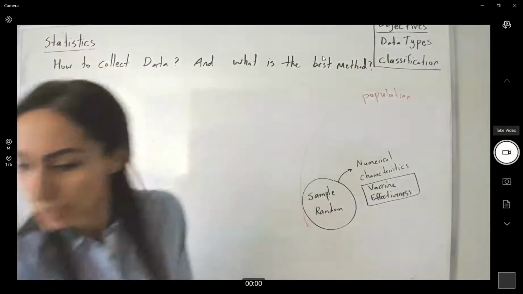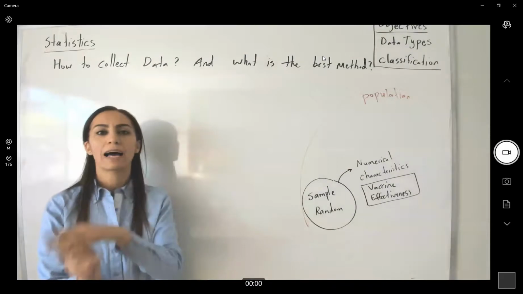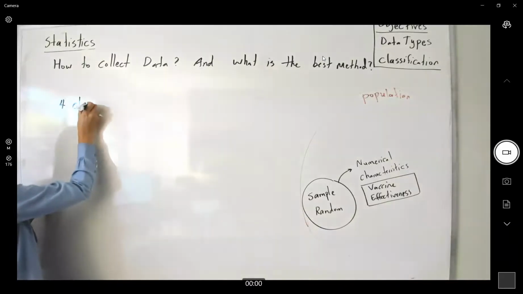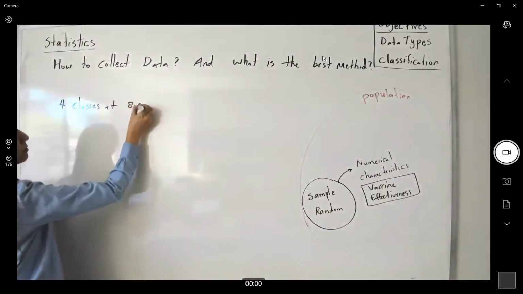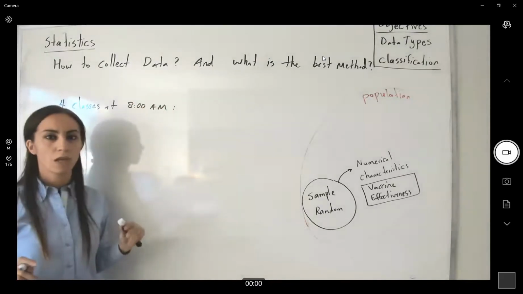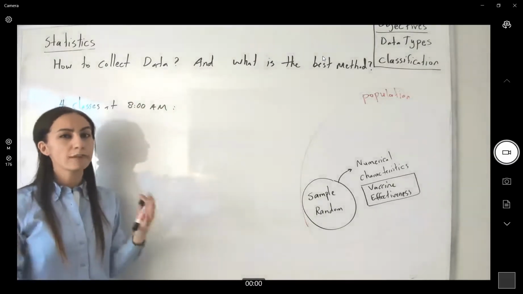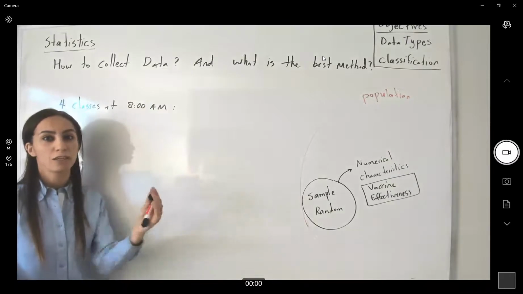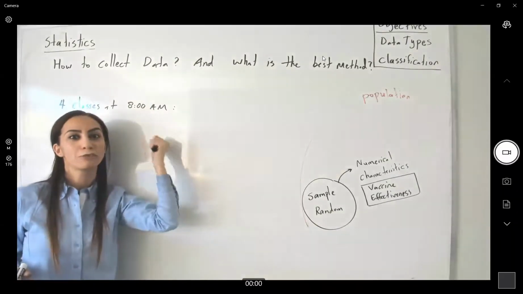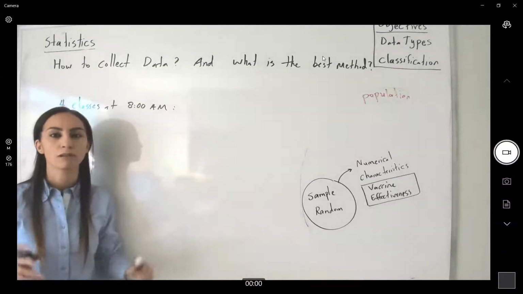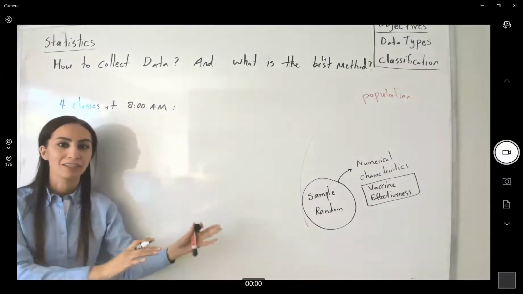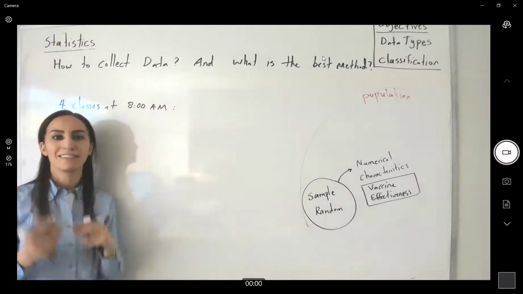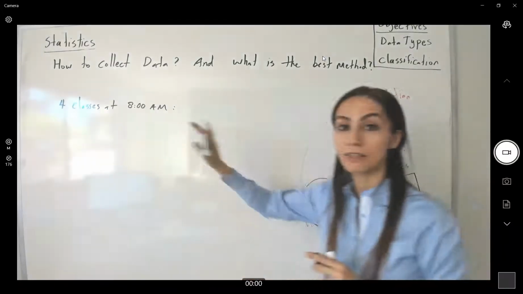So if you selected four classes at 8 a.m., what's wrong with this? Do you include everyone in this survey? Unfortunately not. You're just focusing on a specific group, the group that has morning class. Of course, they're interested in having reserved parking. Of course, the result is going to be pretty high. So this is not good.